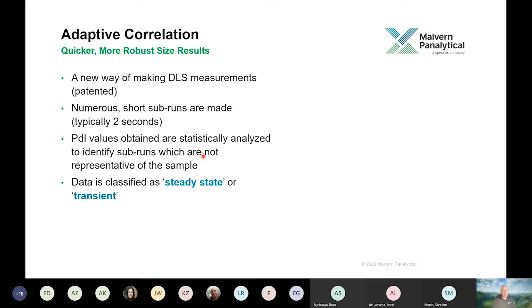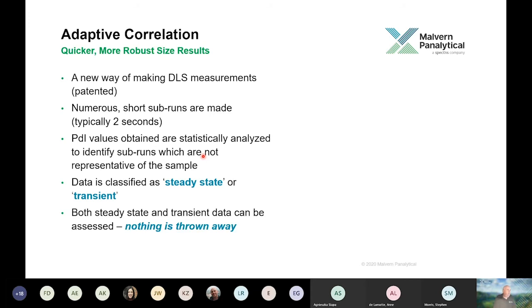And we categorize that into either steady state data, i.e. that is the sample, or transient events, i.e. that is dust or aggregates that are passing through the beam periodically. Now, we save both the steady state and the transient data. Okay, so nothing's thrown away in this case. Now, to give you an example, and I should say this adaptive correlation method, we require no prior knowledge of the sample.